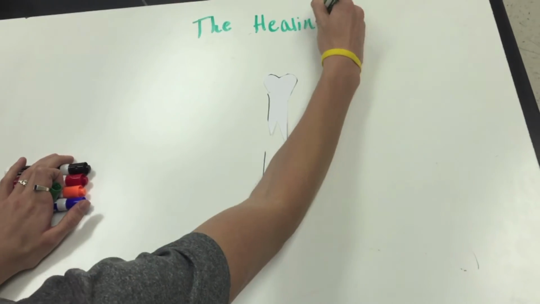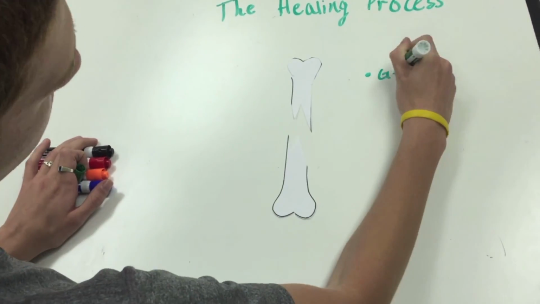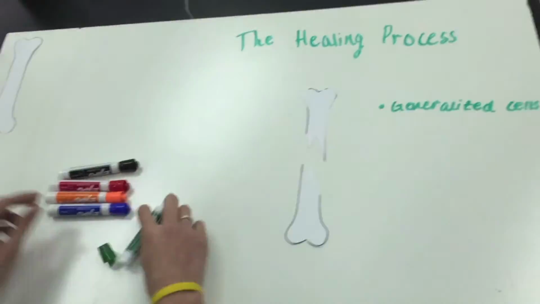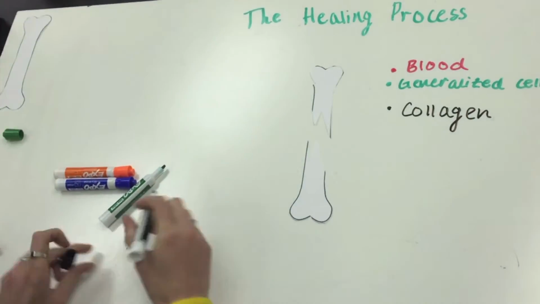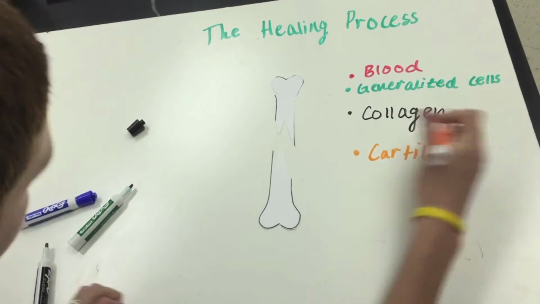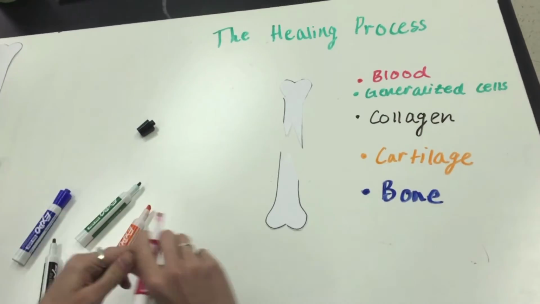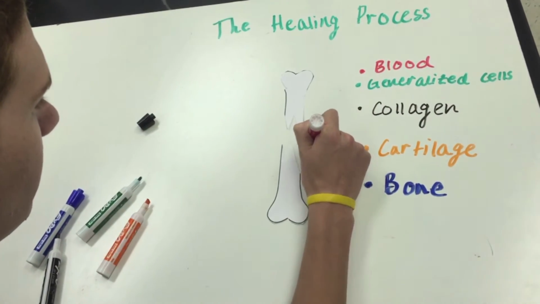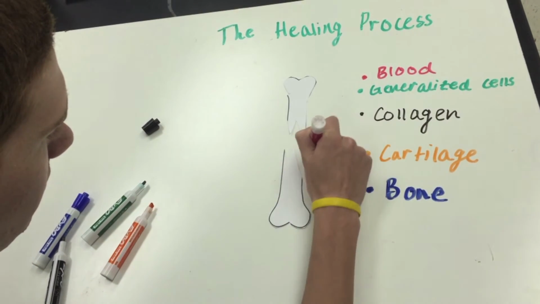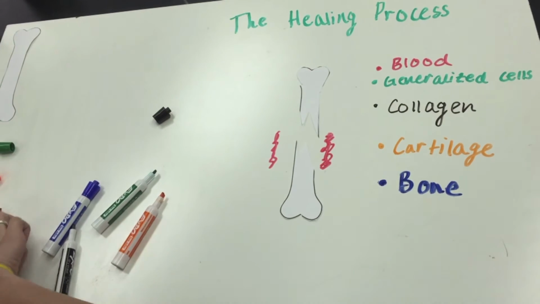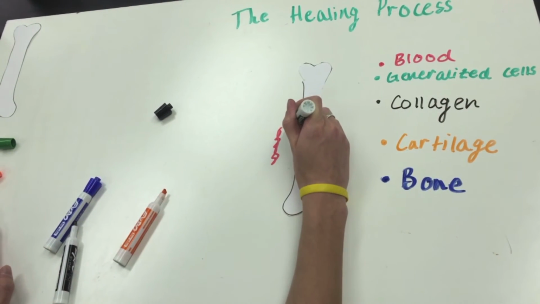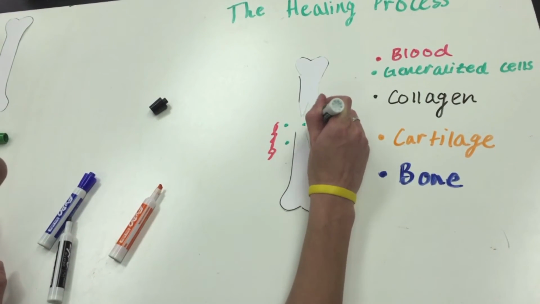The healing process. This process involves generalized cells, blood, collagen, cartilage, and finally bone. The first step is hematoma formation. When bones break, blood vessels also break, resulting in the pooling of blood under the skin called a hematoma, or a bruise. The second step is invasion of the site by generalized cells.